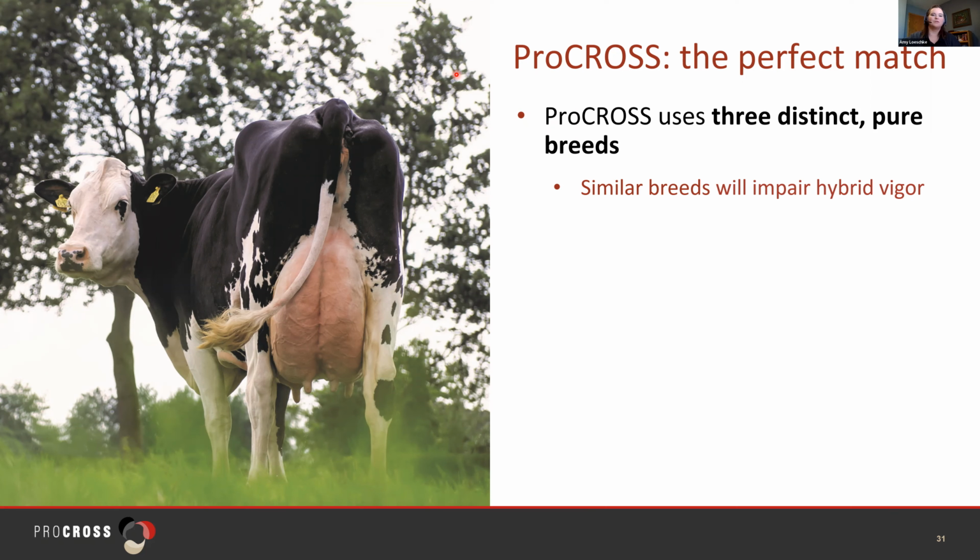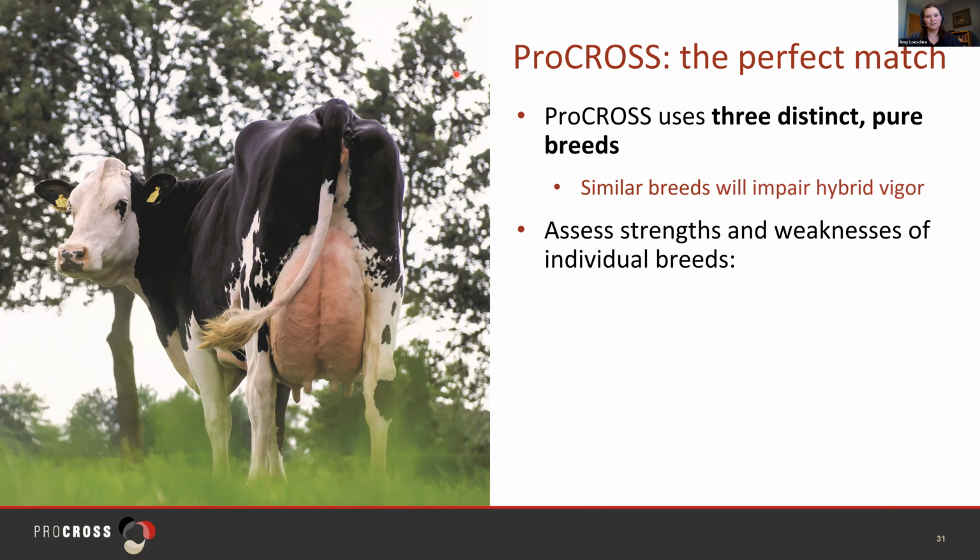The same will come true with Holstein. I hear people who want to crossbreed a Friesian and a Holstein. Those breeds are too similar in their genetic heritage to create hybrid vigor. So pick breeds that come from different breed clusters, okay? Can't drive that home enough.